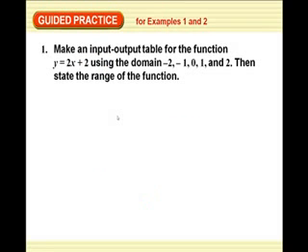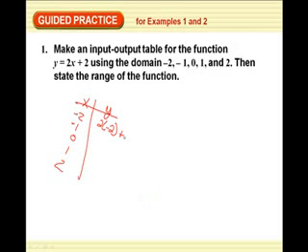Make an input-output table for the function using the domain. Okay, so you make, right away I see an x and a y. So they want me to put in negative 2, negative 1, 0, 1, and 2. So we'll put in negative 2. 2 times negative 2 plus 2. That's negative 4 plus 2 is negative 2.